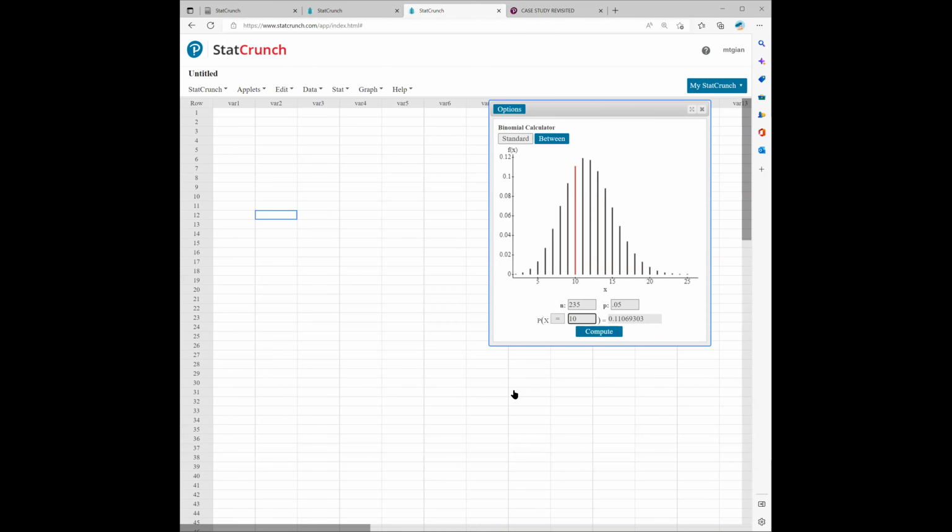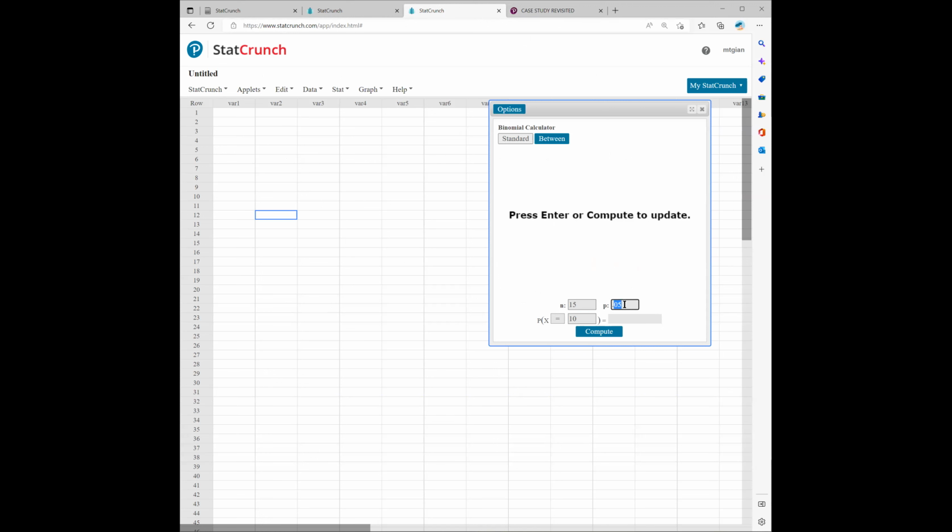All right, so now we want to go through and enter the number of trials. What was it? So 15. Probability 20%. We want to know the probability of 6. Okay, so 15 are released and there's a 20% probability that each one returns. The probability of getting exactly 6 is about 4.3%, around 4%.